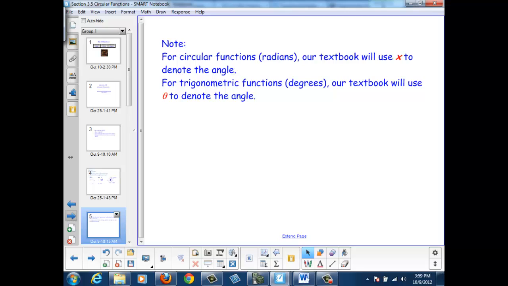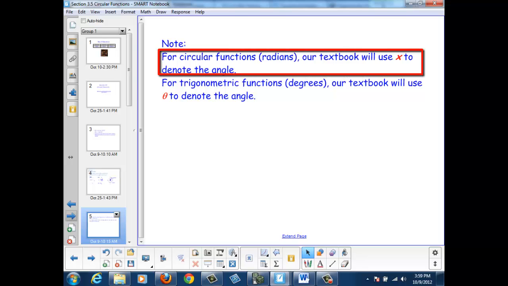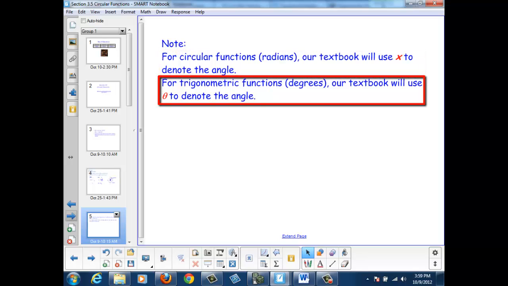Our textbook is unique in that it gives us a hint as to whether we're working in radians or degrees by using different variables to represent the two different scenarios. For circular functions or radians, our textbook will use the variable x to denote the angle, whereas for trigonometric functions, those we're evaluating with degrees, our textbook will use theta to denote the angle.